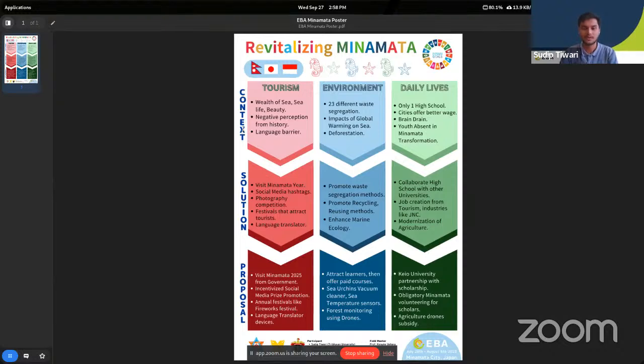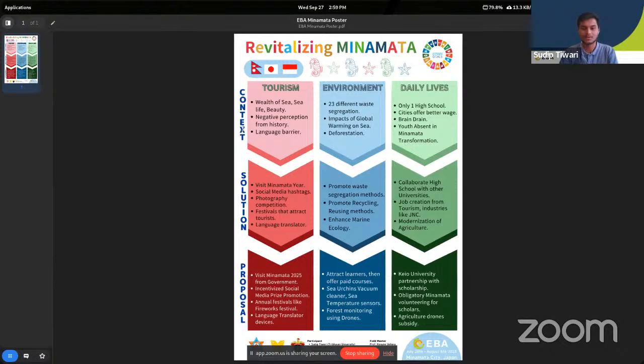There should be competitions like social media hashtags, photography, videography competitions, and there should also be festivals like the fireworks festival in Tokyo that can attract tourists. And language translation, any means of language translation, be it machine or human oriented, would be a great help for tourists as well.